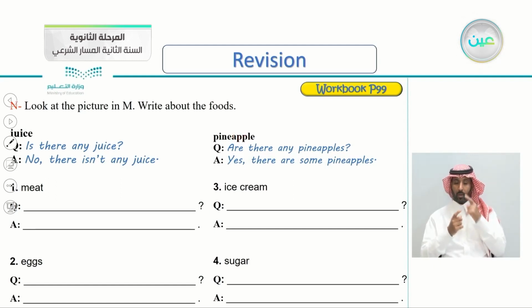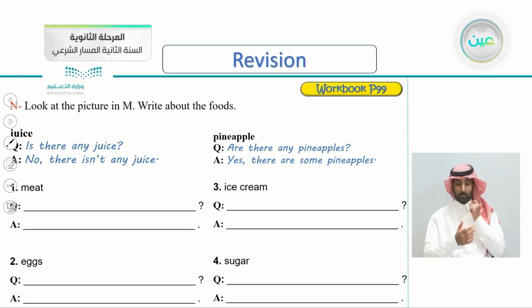Pineapple, because pineapples are countable, we say are. Are there any pineapples? Yes, there are some pineapples. Why did we say some here? Because it's countable and it is an affirmative sentence. If it's negative like here, it would be any. No, there aren't any pineapples, but because it's affirmative, we said yes, there are some pineapples.